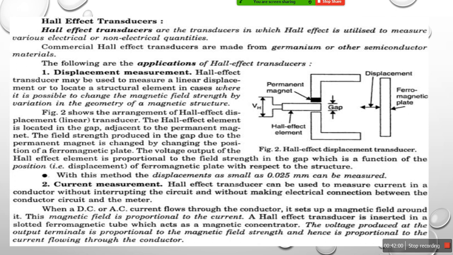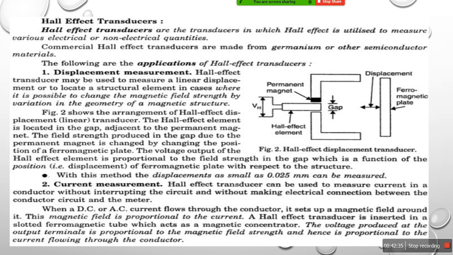One is displacement measurement. Hall effect transducers may be used to measure a linear displacement, to locate a structural element, in cases where it is possible to change the magnetic field strength by variation in the geometry of a magnetic structure. That means you can make the displacement linearly, or you can also have a circular displacement, as in the case of a spring or a wheel. But in this example you can see the linear movement which will be happening.